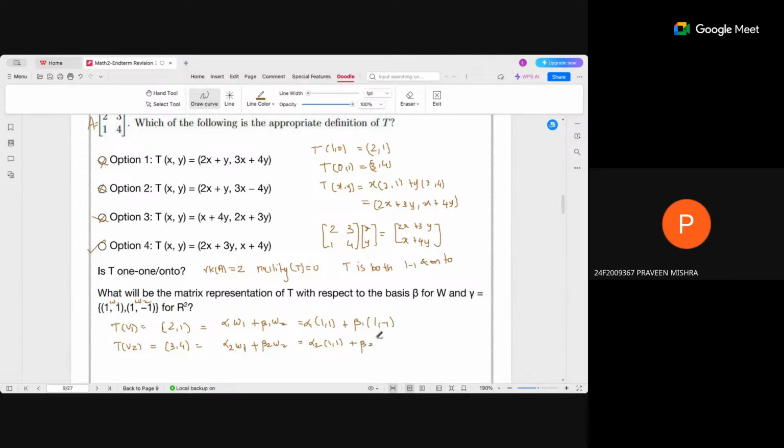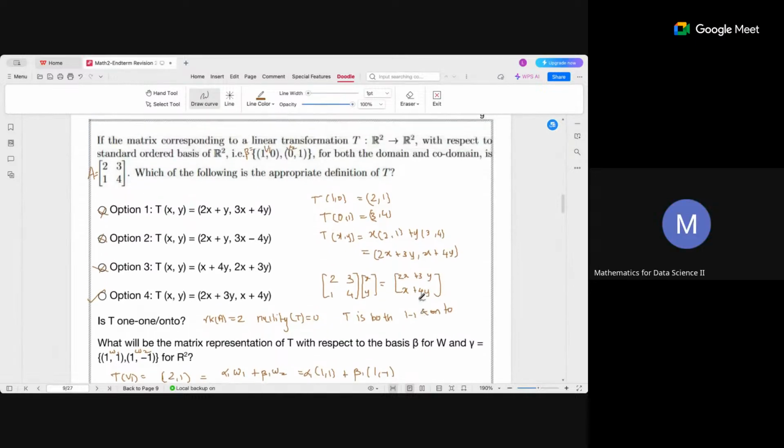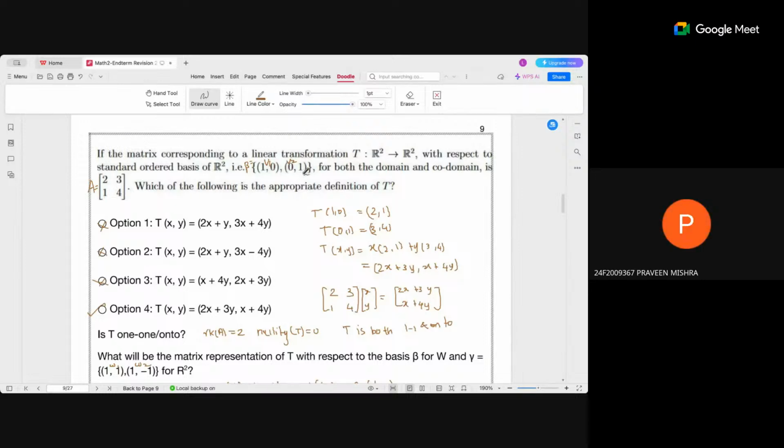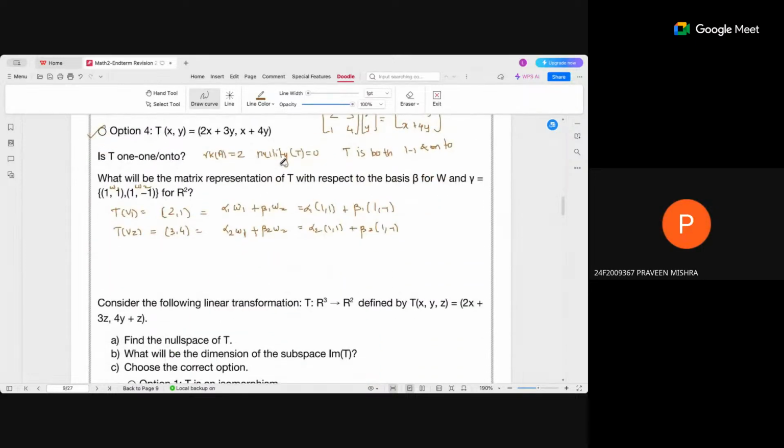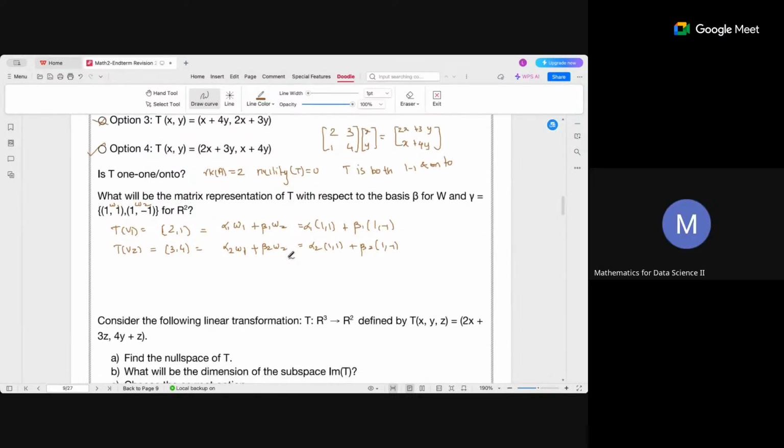Here we use the standard basis for beta, ma'am. For beta, we have used the standard basis 1001. What do you mean by for beta? Okay, so here beta is this basis. What was your question? Did I answer it? I was asking that the beta is 1001. The basis is beta. Yeah.